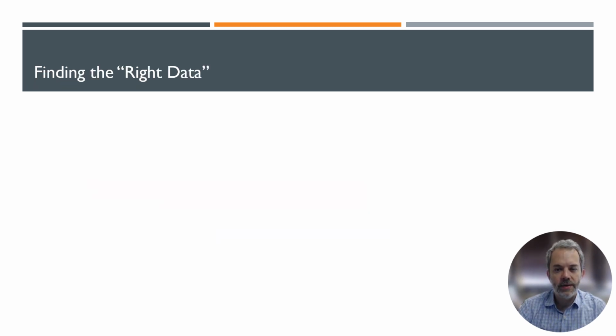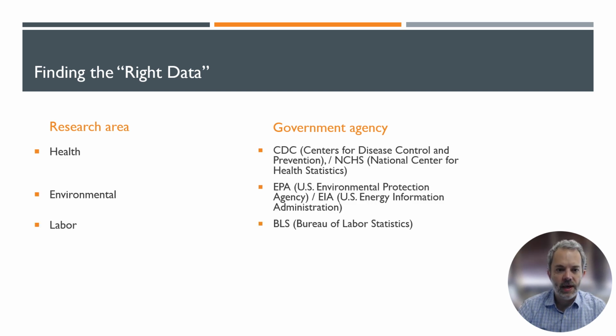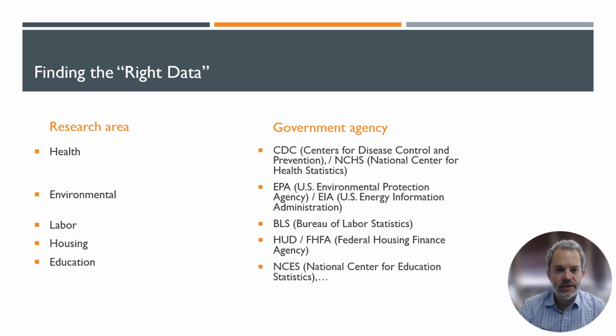Finding the right data is as much of an art as a science. It is a good idea to begin with your general research area and consider the data sources related papers chose to use. This is an area where literature review can be very helpful by enabling you to identify relevant papers more easily. For many research topics, one or more government agencies are closely associated with that topic. The CDC, the EPA, the Bureau of Labor Statistics, HUD, or the National Center for Education Statistics are just a few examples of relevant government agencies, depending upon your research.